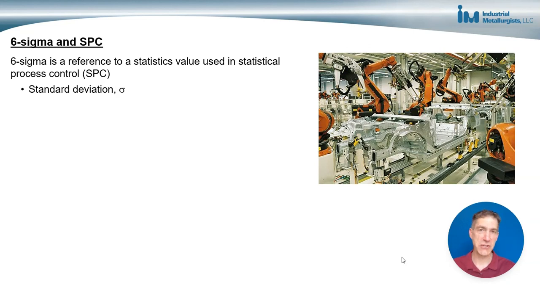because I think the term Six Sigma is tossed around a lot, kind of carelessly sometimes, and I think people have lost a sense of what the terminology means, because the term has become kind of a marketing term, and they might not understand how it fits in with statistical process control. So Six Sigma is a reference to a statistics value that's used in statistical process control, or SPC for short. I'll be using the term SPC. And Six Sigma, the sigma refers to standard deviation, which has the sigma as its symbol.